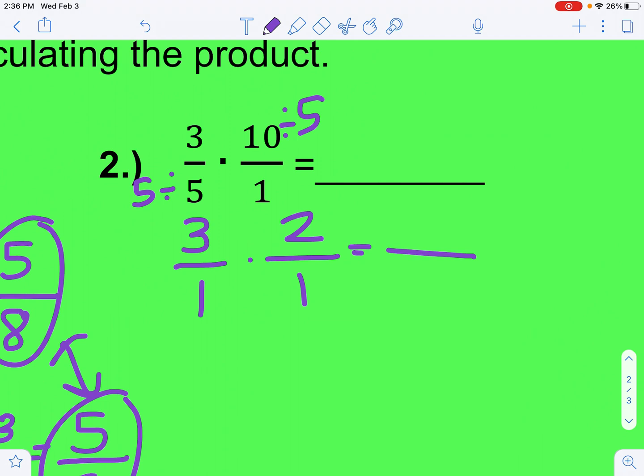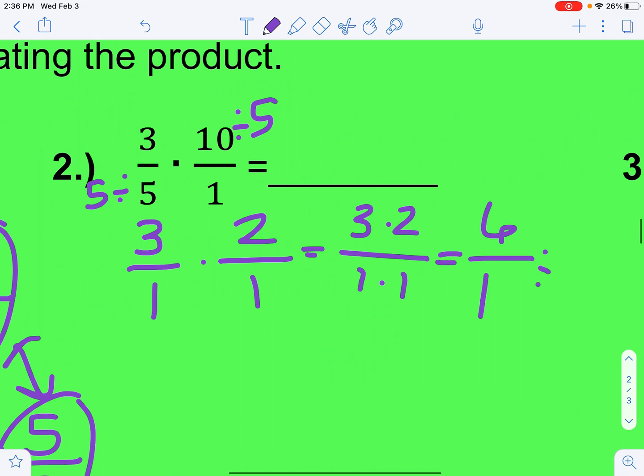So now let's go ahead and multiply. We're taking 3 times 2 on the top, 1 times 1 on the bottom. 3 times 2 is 6. 1 times 1 is 1. 6 divided by 1 is just 6. And if you didn't simplify beforehand, you would get the exact same thing when you simplify afterwards.